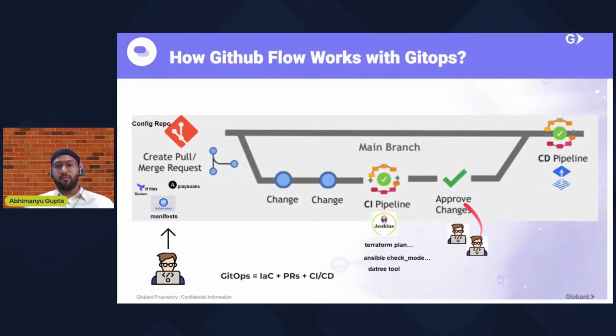Once the changes are approved, they can be merged to the main branch, where your CD pipeline will actually deploy that change into the environment. Your CD pipeline could be using Flux CD or Argo CD or Jenkins X, based on the tool that you're using.